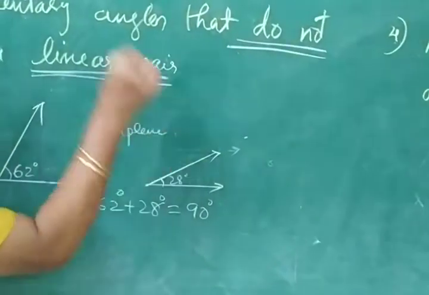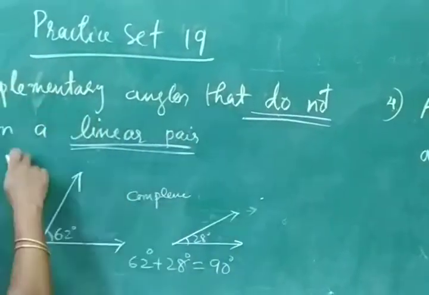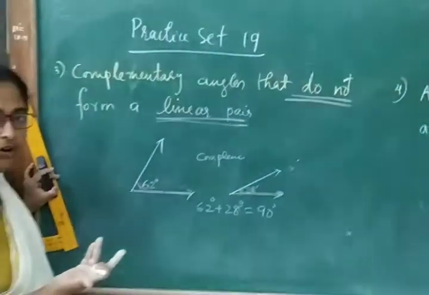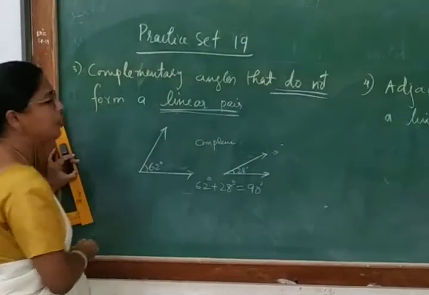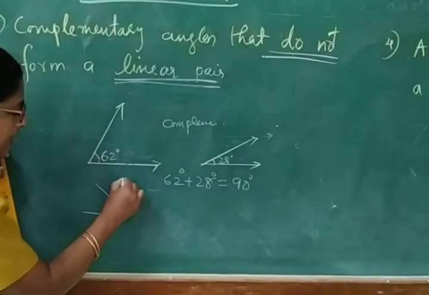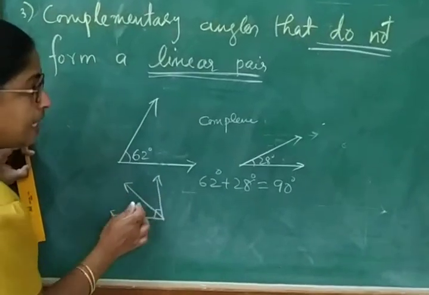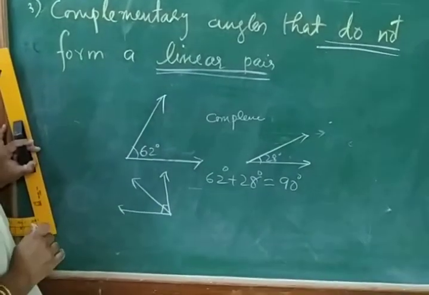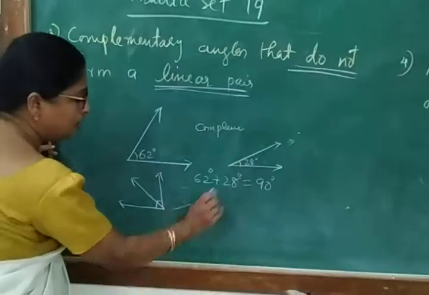Your question is to say whether they do not form a linear pair or not. Are they forming a linear pair? Not forming a linear pair. So they are complementary angles that do not form a linear pair. You can draw the combined figure also. See, here also you are getting, if the total is 90 degree, these are also two complementary angles that do not form a linear pair. Either two separate figures or two adjacent figures you are able to draw.